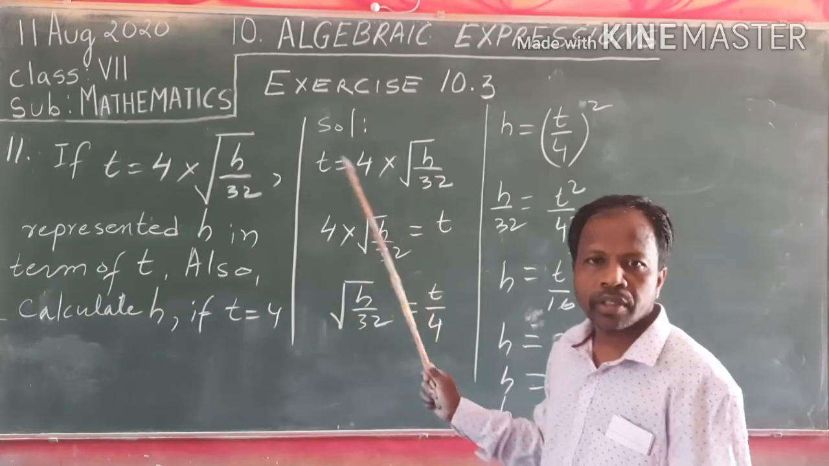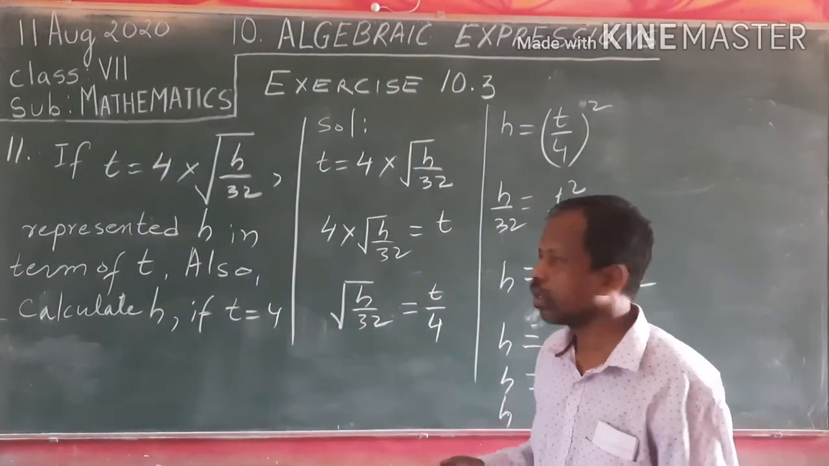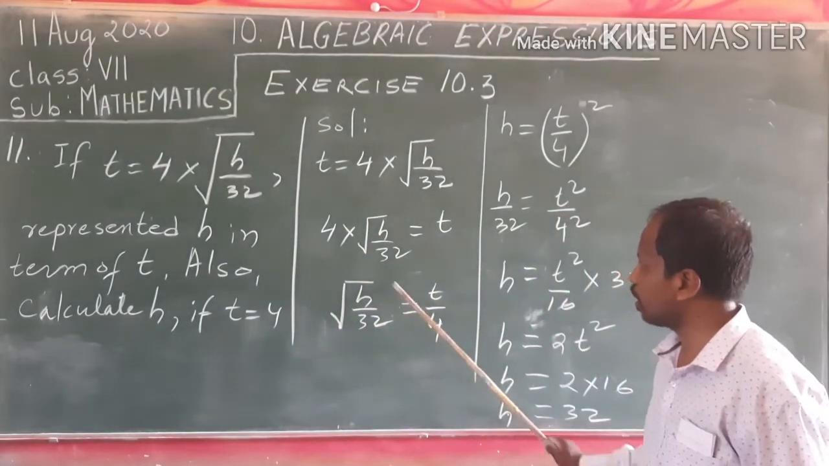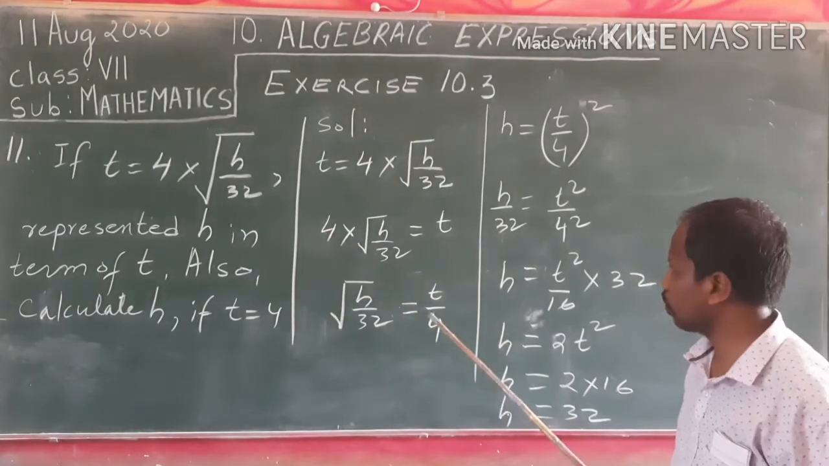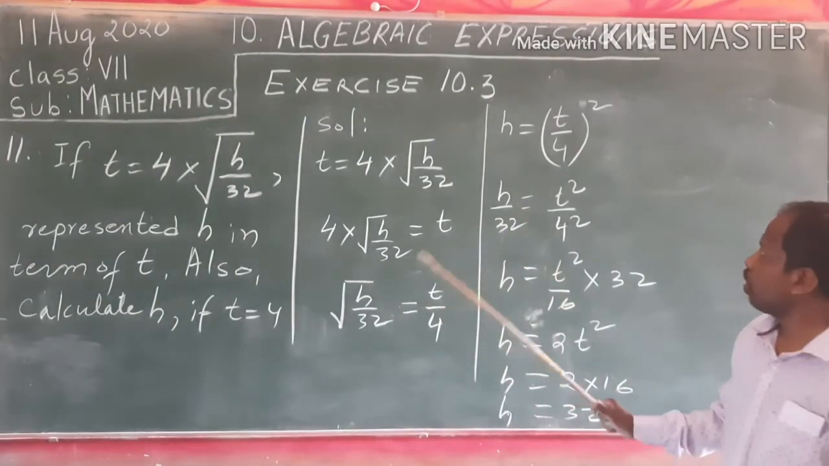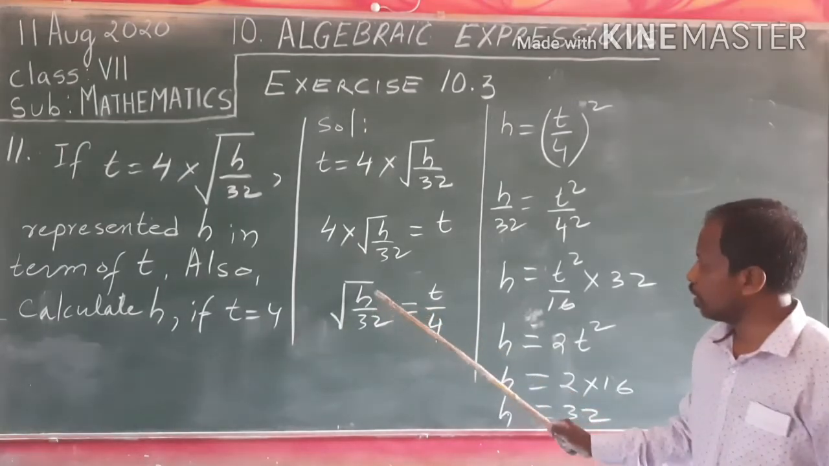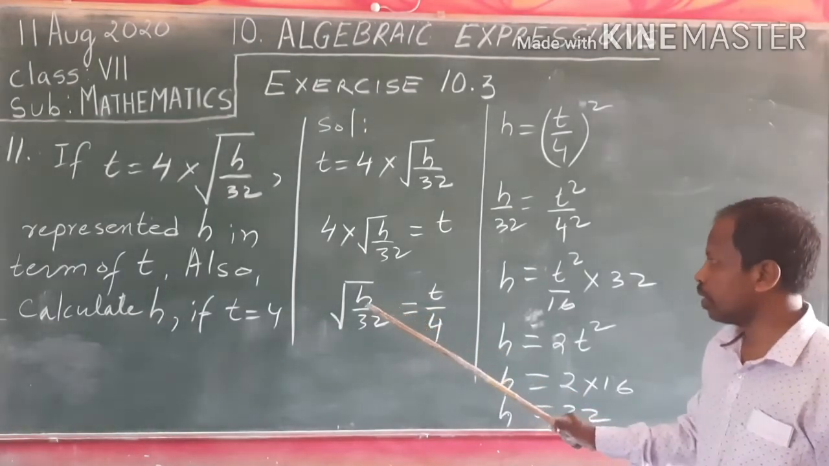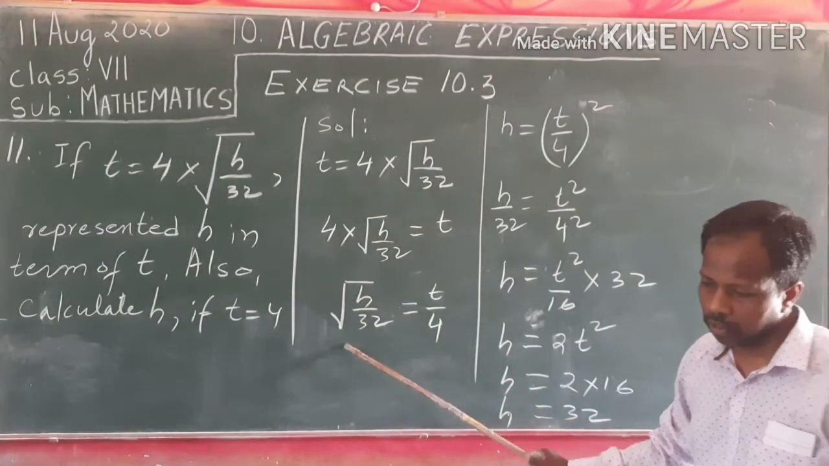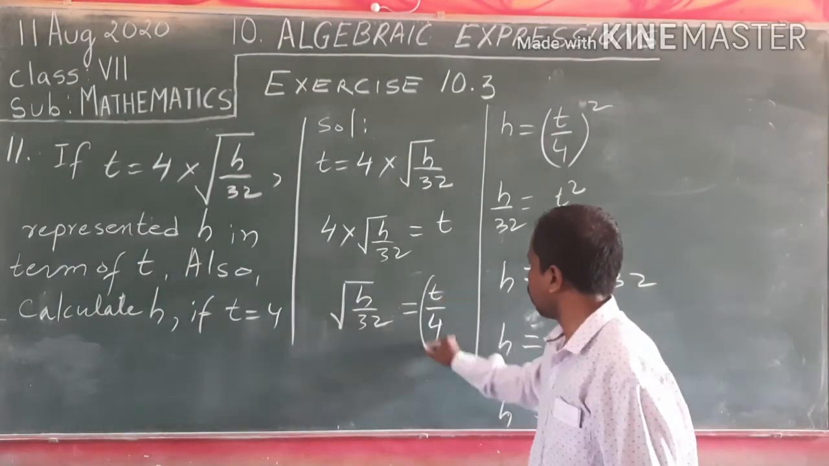Now interchanging the positions, left hand side on the right hand side, right hand side on the left hand side, we get this. Now leave this one alone on the left hand side and take this one toward the right. So this is multiplication, this becomes what? Division on the right hand side. Now h, if you remove the root here, on the right hand side, it will become whole square.